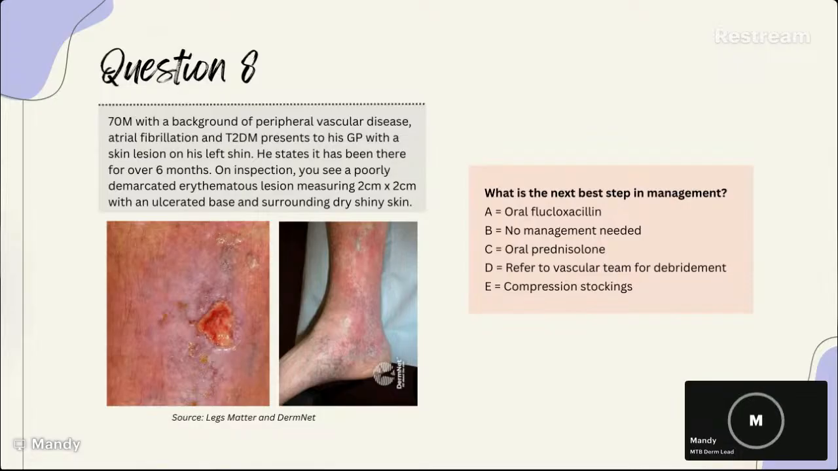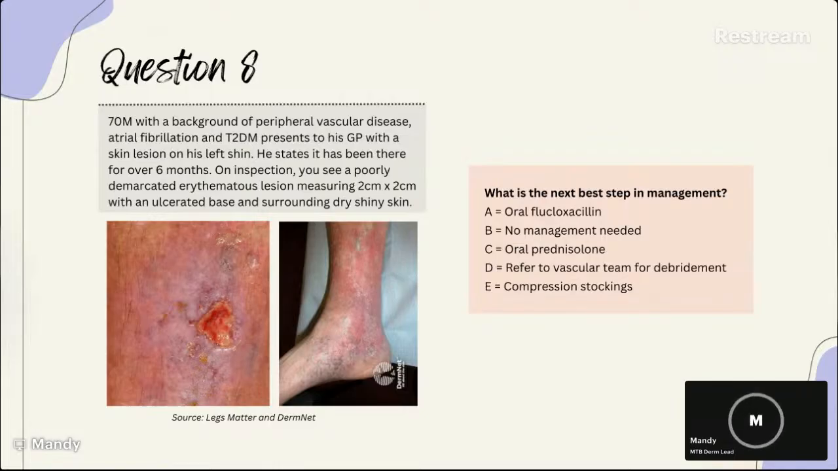Question 8. You have a 70-year-old man with a background of peripheral vascular disease, atrial fibrillation, and type 2 diabetes who has come to the GP with a skin lesion on his left shin. He states that it's been there for over 6 months, and on inspection, you can see a poorly demarcated erythematous lesion measuring around 2 centimeters by 2 centimeters with an ulcerated base and surrounding dry, shiny skin. What is the next best step in management?